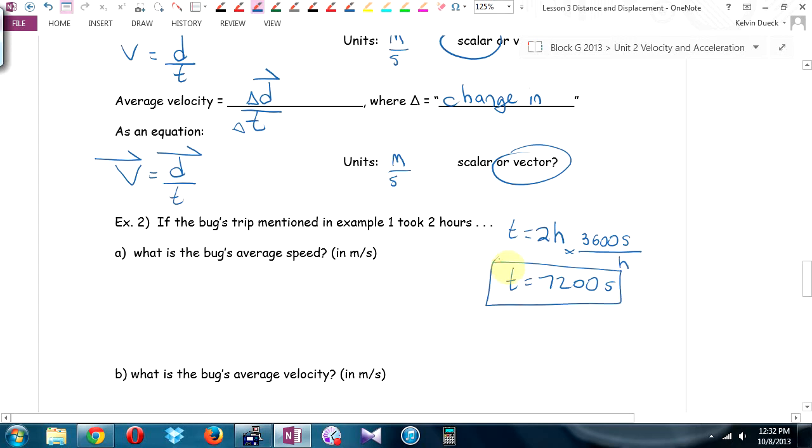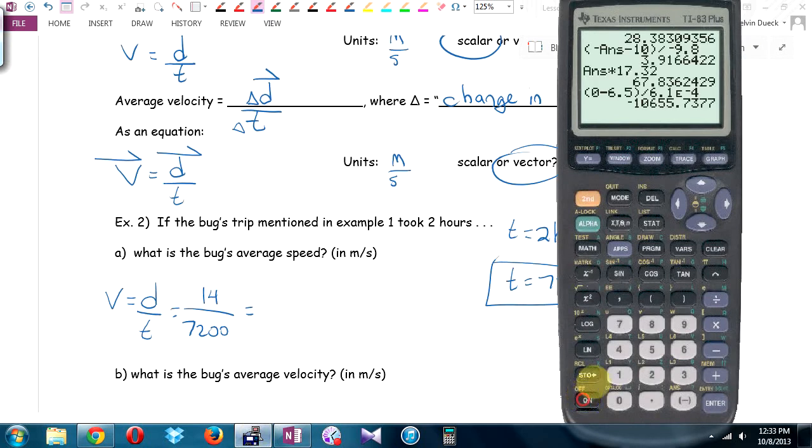Got my units correct. Average speed is just distance over time. What did we say the bug's distance traveled was on the previous page? 14 divided by 7,200. By the way, how many sig figs does that 14 have? 2. How many sig figs does the 7,200 have? 2. How many sig figs will my final answer be? 2. And again, I'm not enforcing sig figs for the remainder of the year, but I'll keep flogging it to death. This is going to be something pretty small, I imagine.